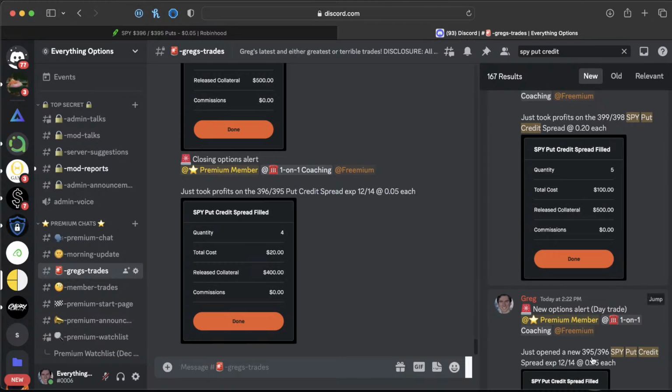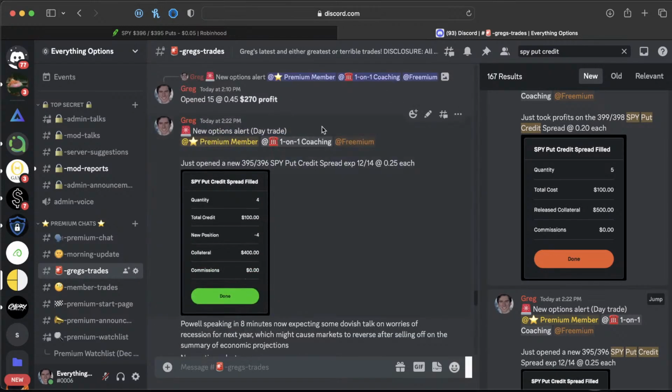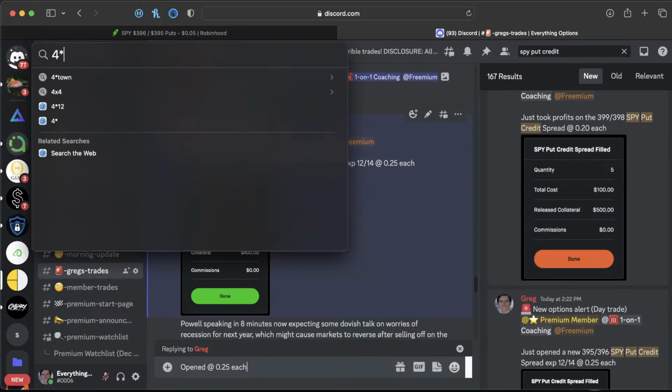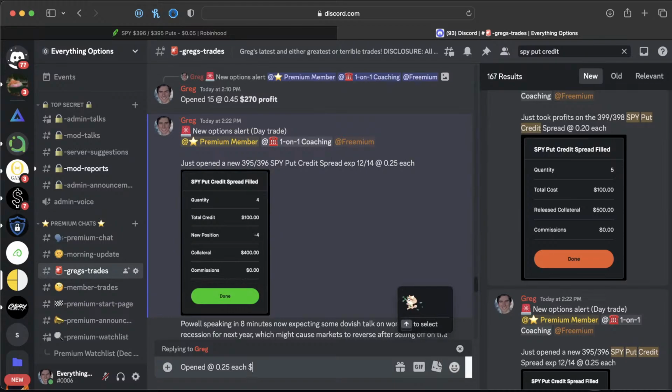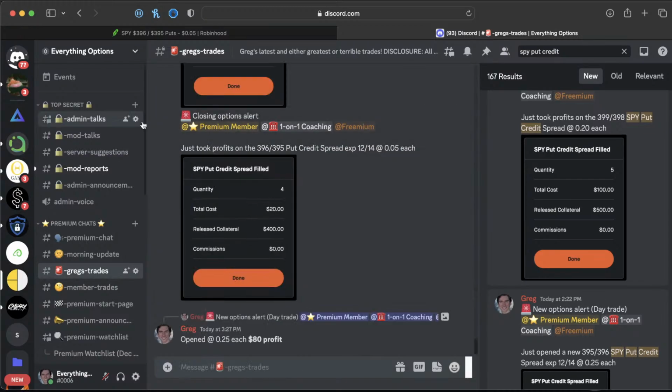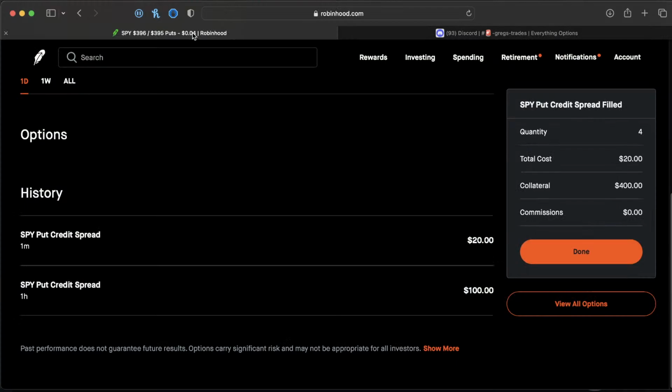And that one we do have the history for. That one is right here that we opened for 25 each. Opened at 25 each, and we opened 4 of them, so 4 times 20. Nice little $80 profit. So, nice little gains that we got out of that. Helps ease the pain of the losses that we took.